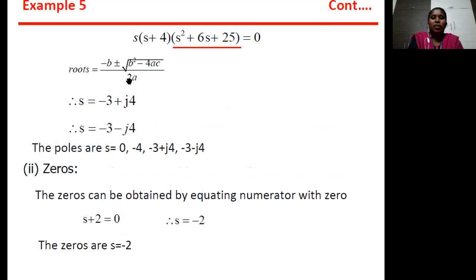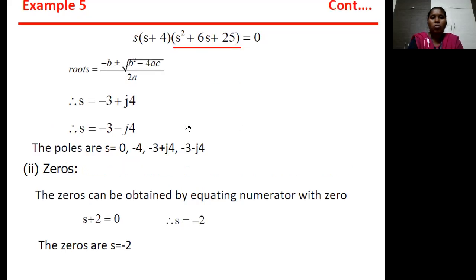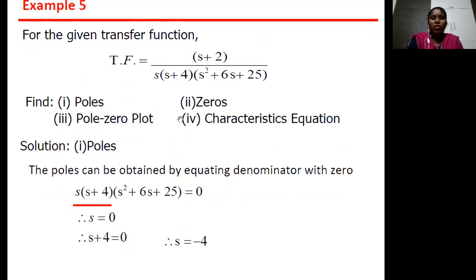That means one of the poles is minus 3 plus j4 and the other pole is minus 3 minus j4. Earlier we already obtained two poles, which are nothing but 0 and minus 4. So with these there exist a total of 4 poles. That means 0, minus 4, minus 3 plus j4 and minus 3 minus j4. These are the total 4 poles that exist for the given transfer function.